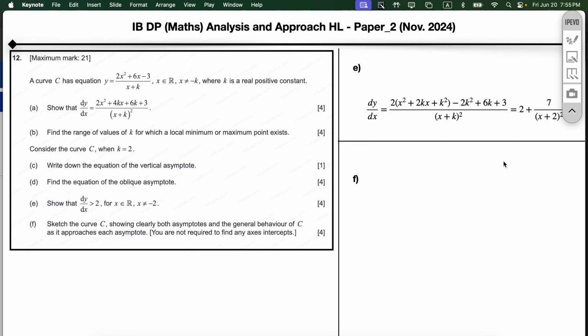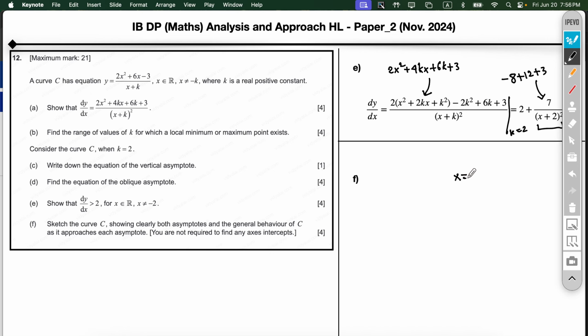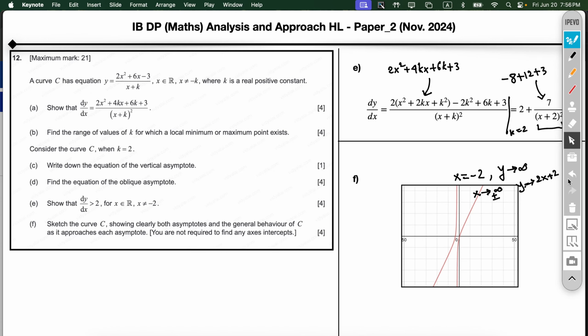Then the last question asks, sketch the curve C showing clearly both asymptotes and the general behavior of C as it approaches each asymptote. So as we found out, at x equals negative 2, y would go to infinity straight up, and as x goes to infinity or minus infinity, it would go as 2x plus 2. So if we combine those two properties, we can sketch the graph this way.